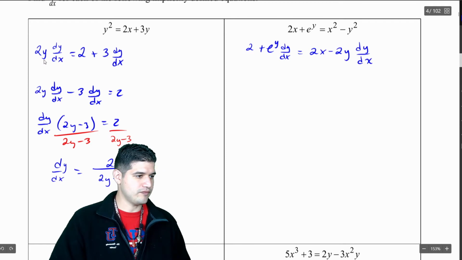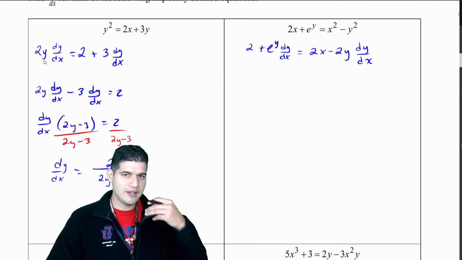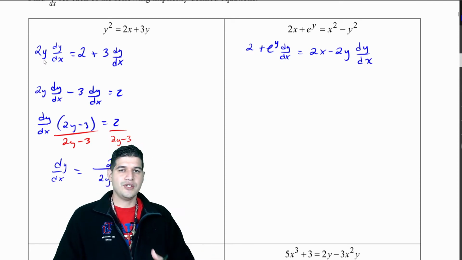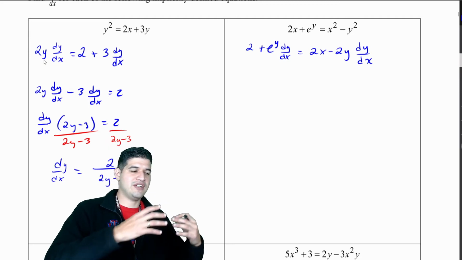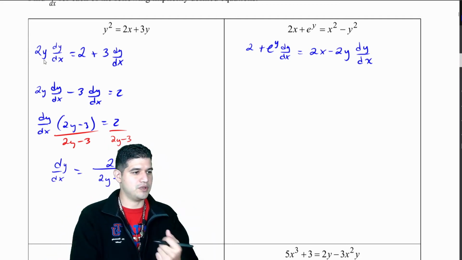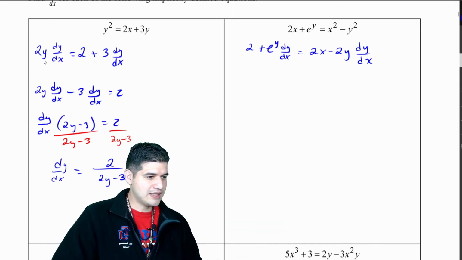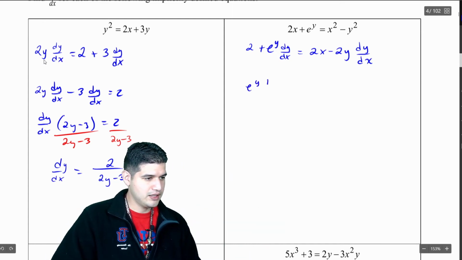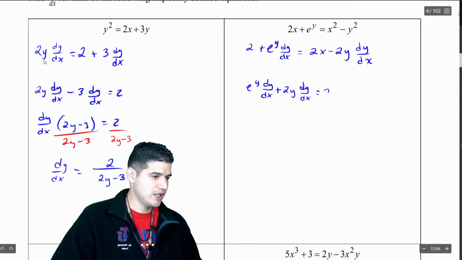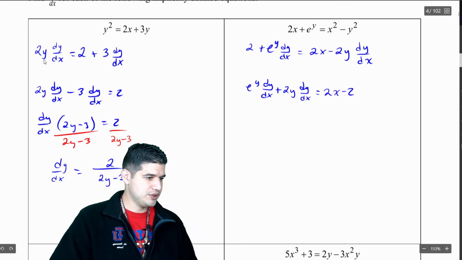Okay, so whenever you're taking the derivative with respect to a variable, you always need to have those breadcrumbs if you're not taking it of that variable, okay? So again, bring all the dy/dx's to one side. So e to the y dy/dx plus 2y dy/dx equals 2x minus 2.